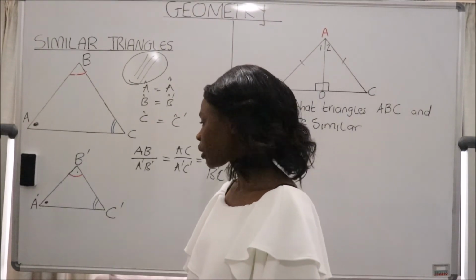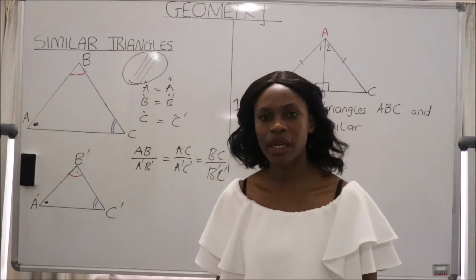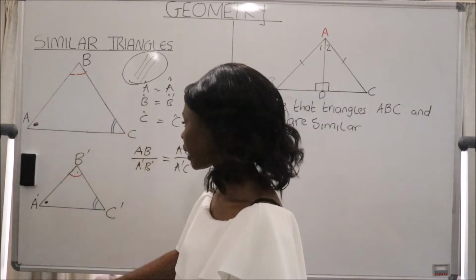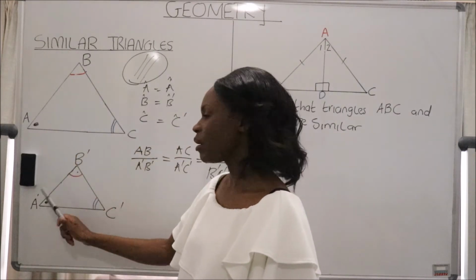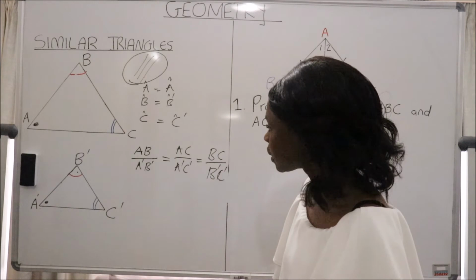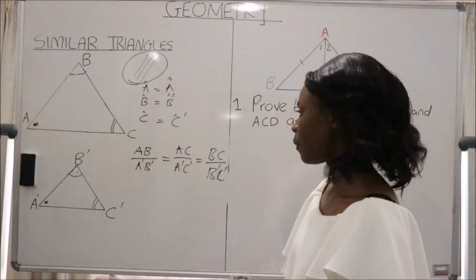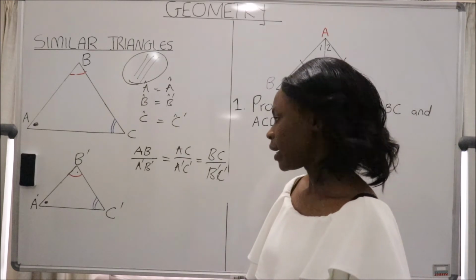And then when moving on to the sides which are corresponding and proportional to each other, that means that AB, which is this side there, is in proportion with the side A prime B prime, and also BC is in proportion to B prime C prime, and also AC is in proportion to A prime C prime.